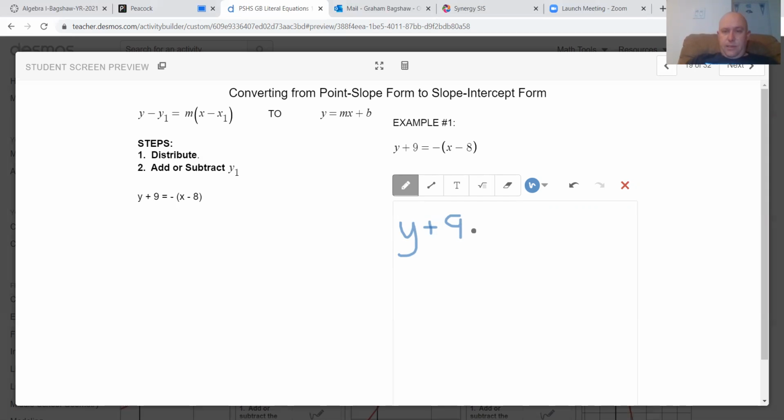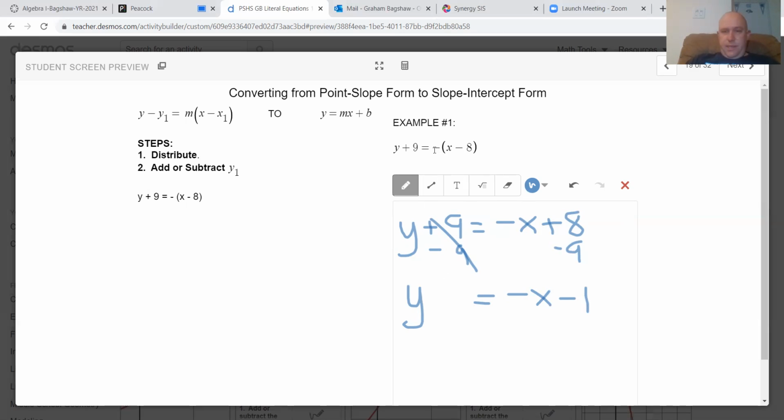So -x is just -x. And remember, this is -1 if that helps. So -1x is just -x. And -1 times -8, or 2 negatives make a positive with an 8. That gives you +8. And then to move that 9 away, do the opposite. So instead of adding 9, you would subtract 9 from both sides. And that cancels to give you y equals -x. And 8 take away 9 is -1.